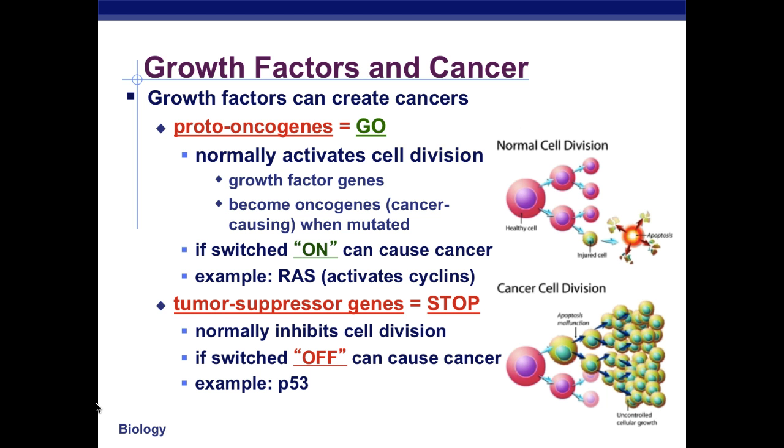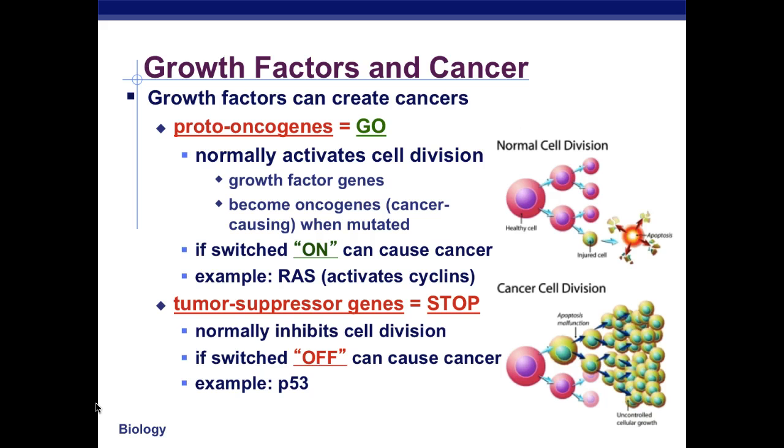RAS is an enzyme that activates cyclin, and cyclin is an enzyme that is involved in the cell cycle stop and go process. So it's part of what we were talking about a little bit earlier, the checkpoints and control. Another growth factor is the tumor suppressor gene, which equals the stop. So normally it inhibits cell division, so it limits the cell division. If it's switched off, this can cause cancer.